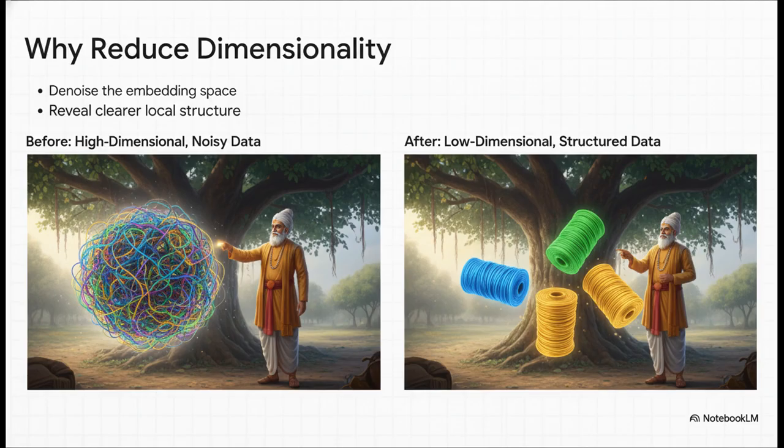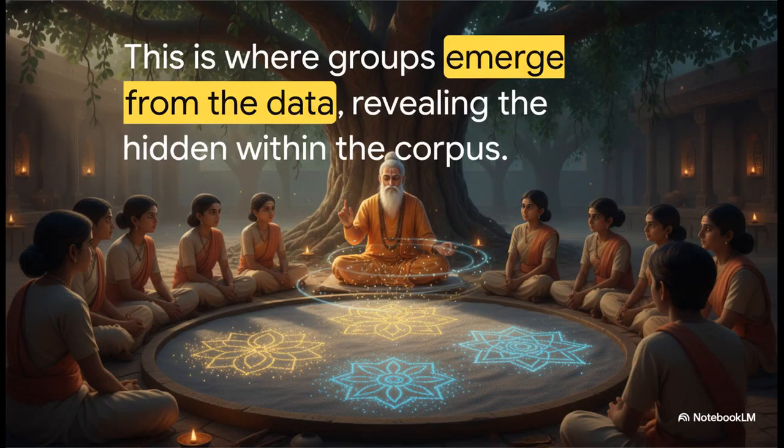And it makes the clusters way more distinct and easier for our algorithms to separate. And then we get to the aha moment, clustering. This is where we run an algorithm on our nice, clean vectors, and all of a sudden, groups just emerge from the chaos. This is the climax of our churning process, where those hidden themes, the treasures, finally become visible.